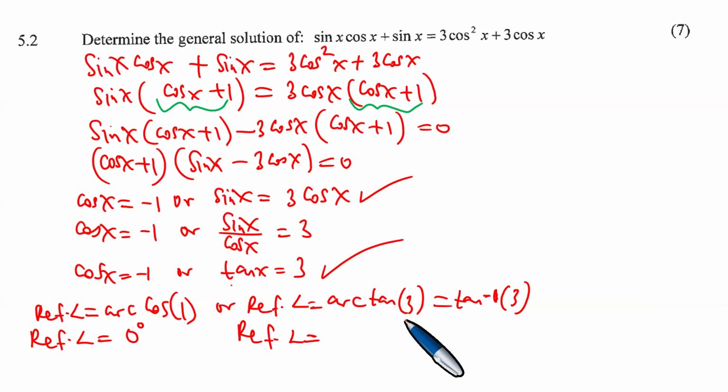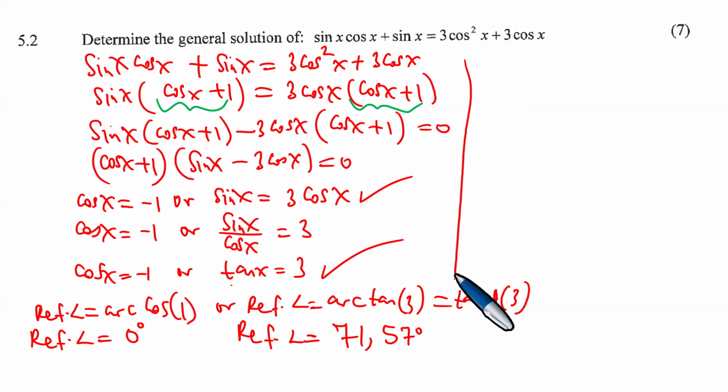Arctangent of 3. What is arctangent of 3 here? Arctangent of 3 is actually 71.57 degrees. So what do we do next? Now we have the reference angles and then we just need to get the answers.